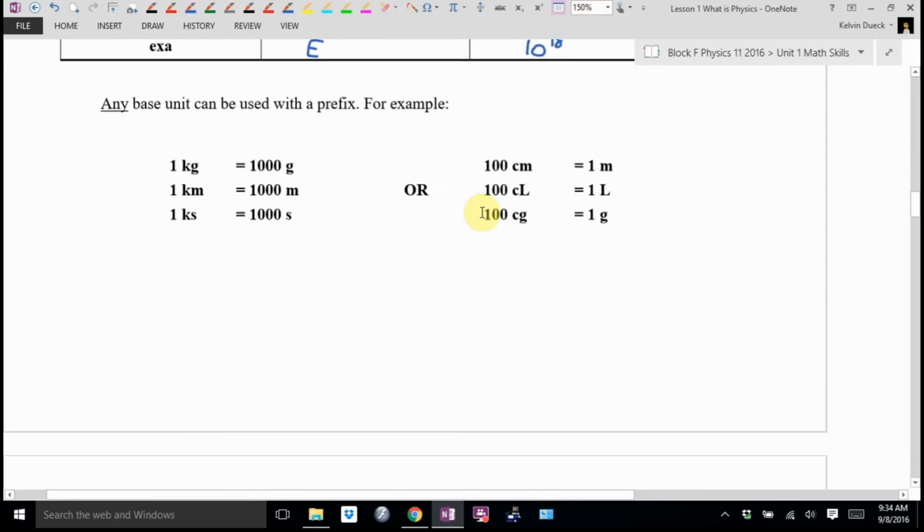Any base unit can be used with a prefix. For example, 1 kilogram, I can replace the k with a 10 to the third, or if I go to my calculator, it becomes 1,000, and then I just add on the g. 100 centimeters, I would replace that c with a 10 to the negative 2, and if I multiply 100 times 10 to the negative 2, I'll get 1. In other words, you can replace these letters with that 10 to the power, and then just multiply by what's in front on your calculator, and you're good to go.